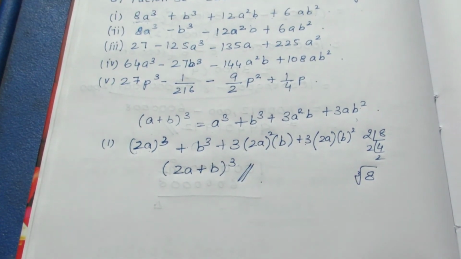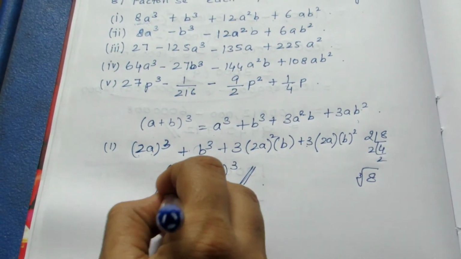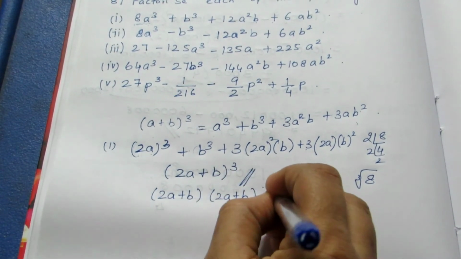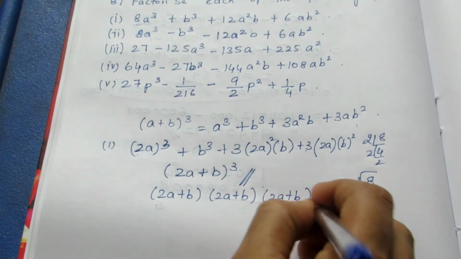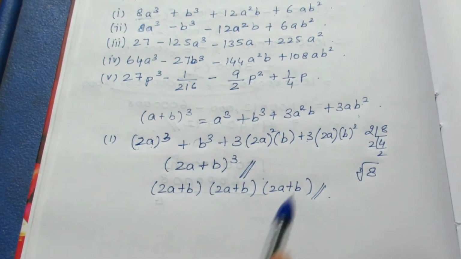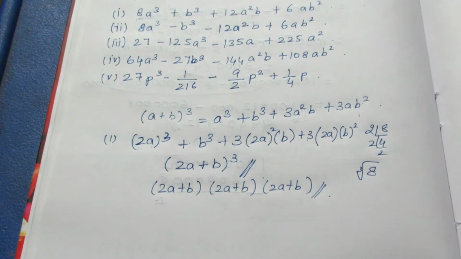As they have given us factorize, we need to write 2a plus b into 2a plus b into 2a plus b. In multiplication, we need to finish it off. As it is cube, I have written it 3 times. So this is your first sum. We'll move on to the second one.